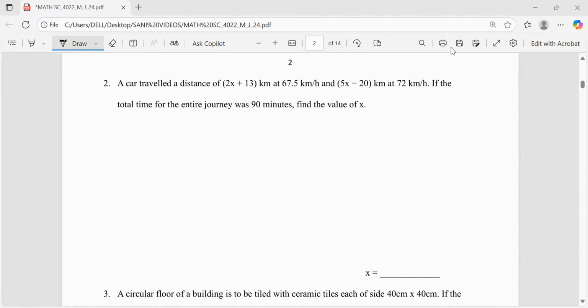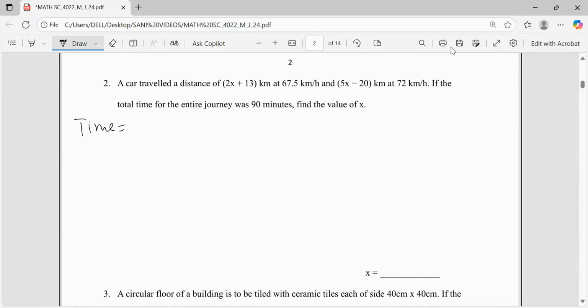Question 2. A car traveled a distance of 2x plus 13 km at 67.5 km per hour and 5x minus 20 km at 72 km per hour. If the total time for the entire journey was 90 minutes, find the value of x. So speed is distance over time. So time is equal to distance over speed.